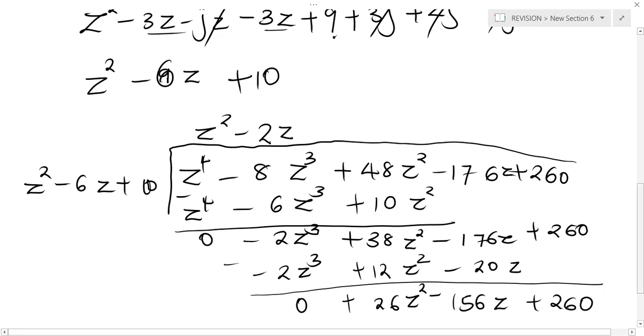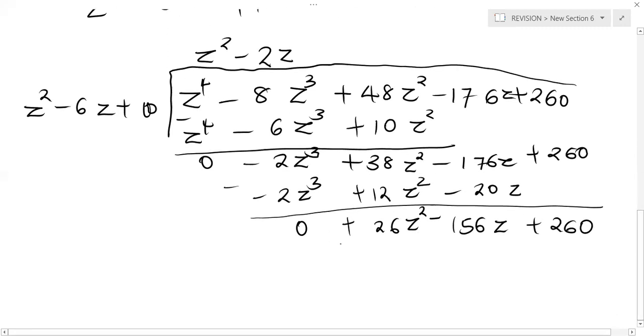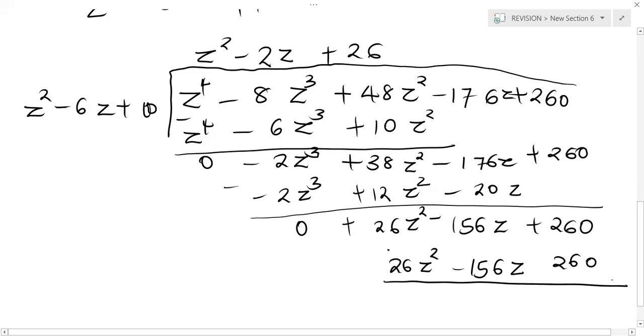Okay, fine. So we need to get 26z squared here. So we will multiply this by 26. This gives me 26z squared, and then 26 times 6 gives 156. So we have here minus 156z, and then 26 times 10 will give 260. So subtracting this gives 0, 0, 0. So no remainder.